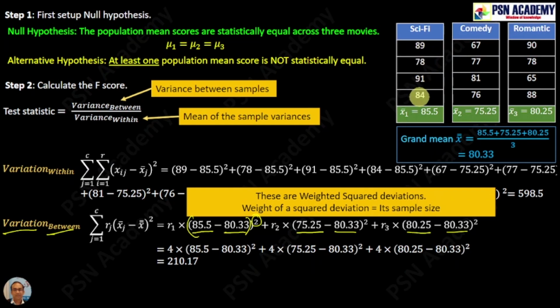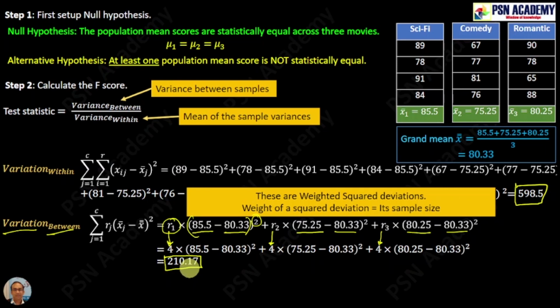So there are 4 sampling points in the first sample, 4 sampling points in the second sample, and 4 sampling points in the third sample. So in this case, we have taken the sampling points as 4 in all the 3 samples. So R1 is 4, so this 4 is here. R2 is 4, so this 4 is here. And R3 is 4, so this 4 is here. Now when you calculate this thing, you will get 210.17. So this is your variation between. So this is your variation within, and this is your variation between.